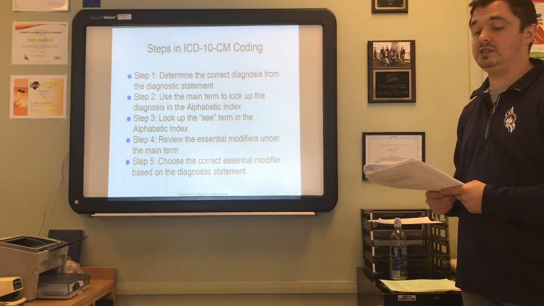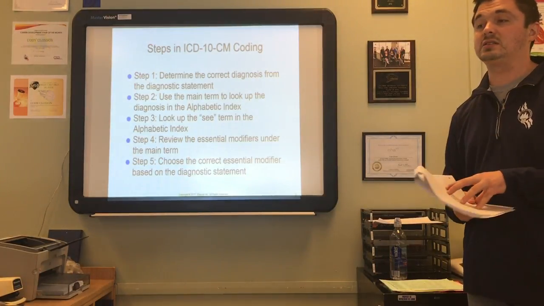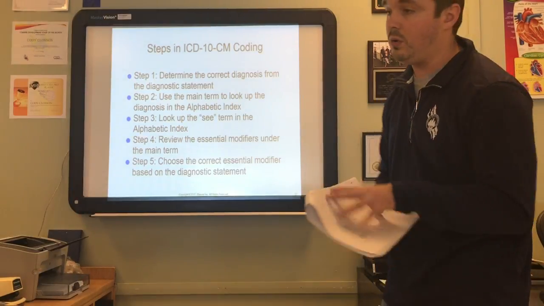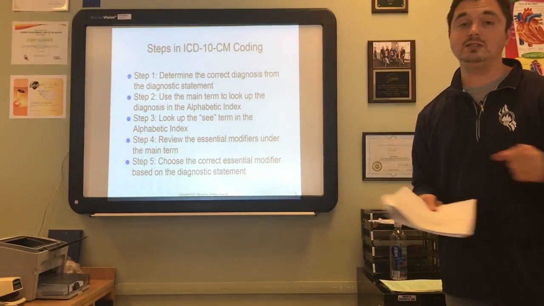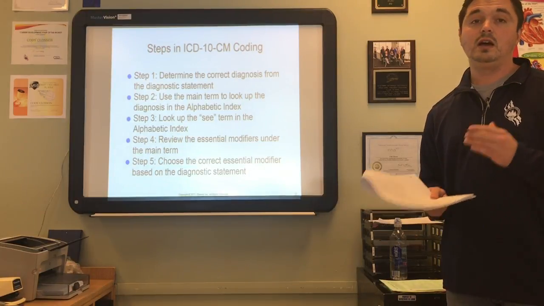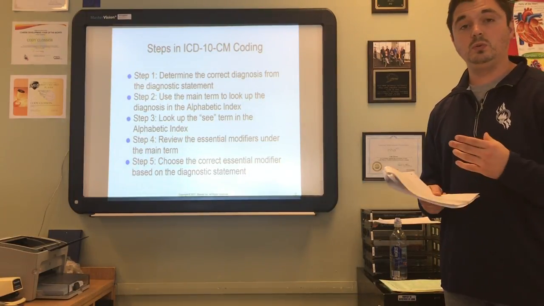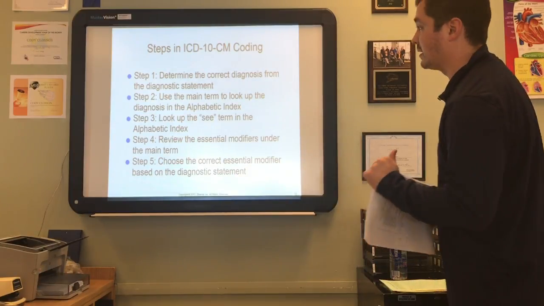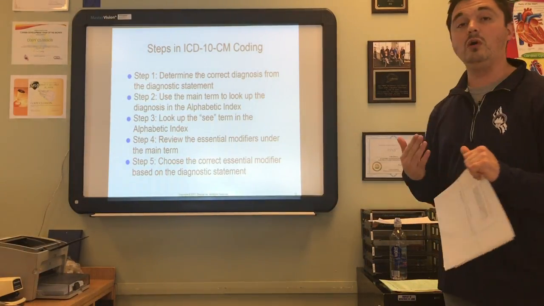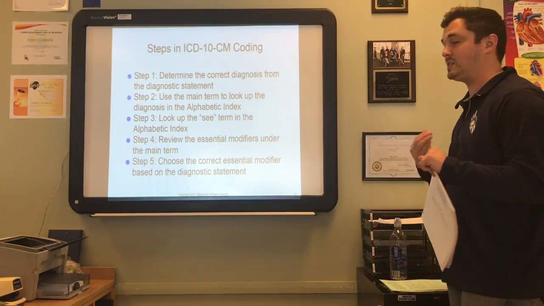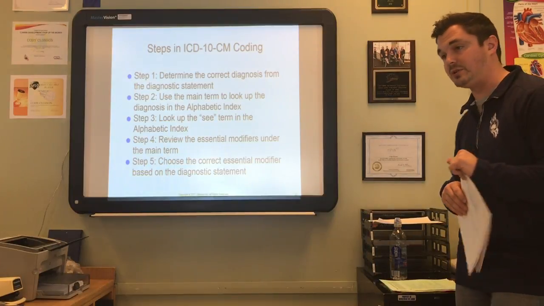So the first step you need to do is to determine the correct diagnosis from the diagnostic statement. So you read through their health history or H&Ps or their discharge summaries, anything where it depends on your facility and what you do there. Once you figure out their diagnostic statement, so for this example, we're going to use Parkinson's disease. Now you know what to look up. Now you know what you need to code: Parkinson's disease. So that was the diagnosis that the doctor told that patient.